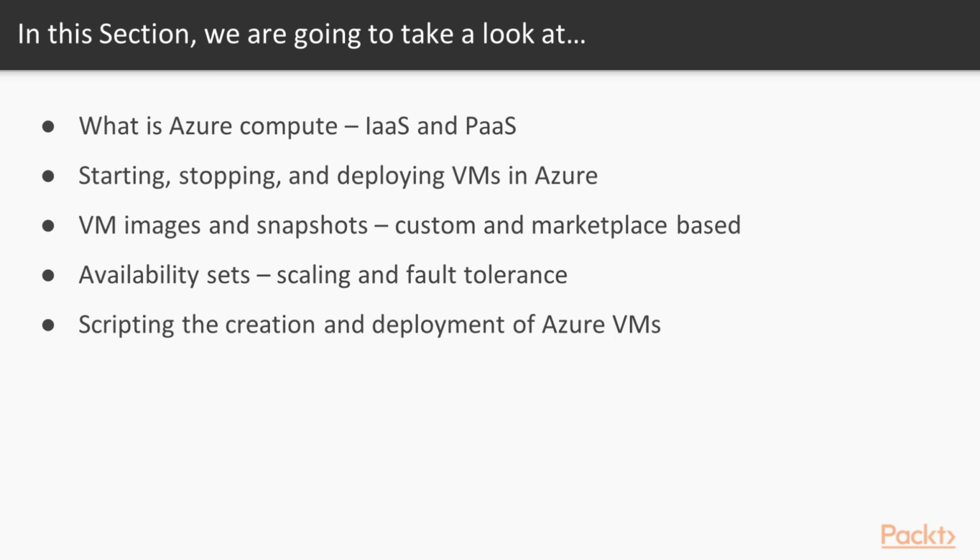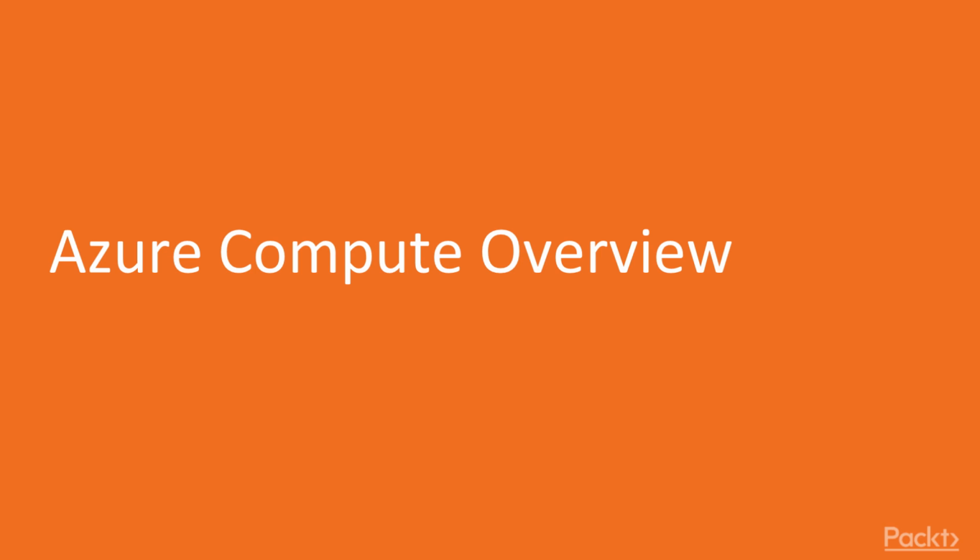Then we'll move into availability sets, which can provide some scaling and fault tolerance for your virtual machines. And then lastly, we'll talk about the scripting and how you can create and deploy your virtual machines into those availability sets and tie that all back into the scripting that we did for the Azure networking in the previous section. But in this particular video, we're going to focus on the compute overview.